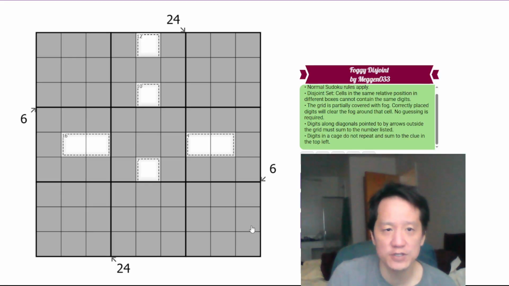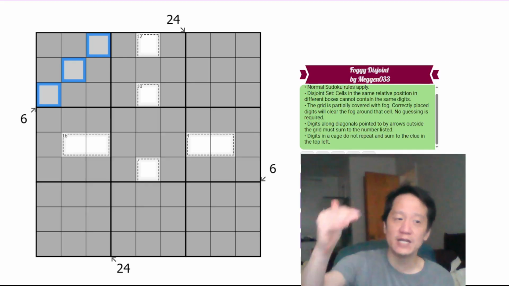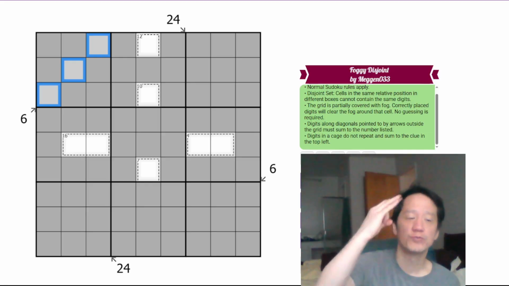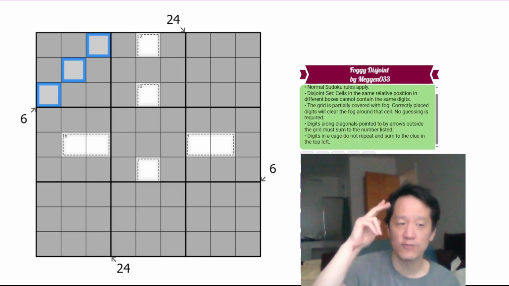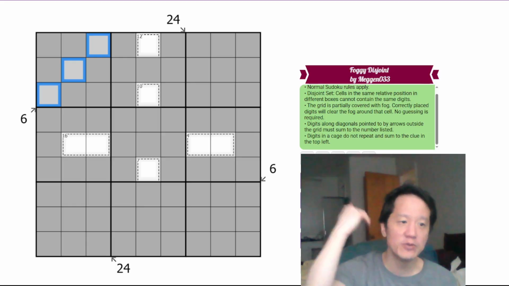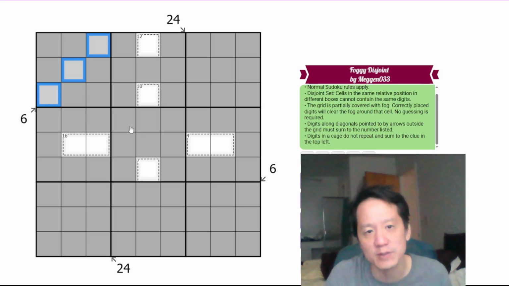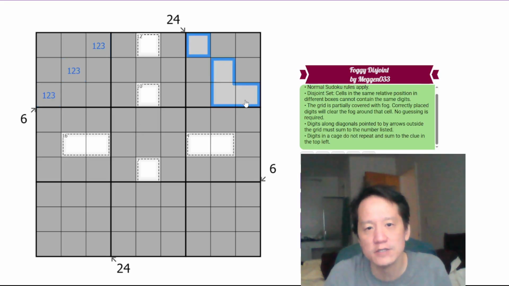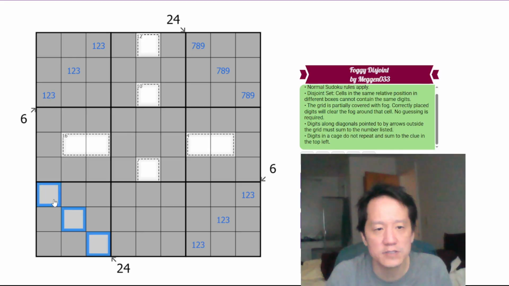Okay, first things first that I see are these little killer clues that add up to 6 and 24, and those are the minimum and maximum values you can have for three unique digits adding up to a sum. The minimum you can have is a 6, the maximum you can have is 24. So these must be the minimum and the maximum respectively. So this is 1, 2, 3. This must be 7, 8, 9. This is 1, 2, 3. And this must be 7, 8, 9.